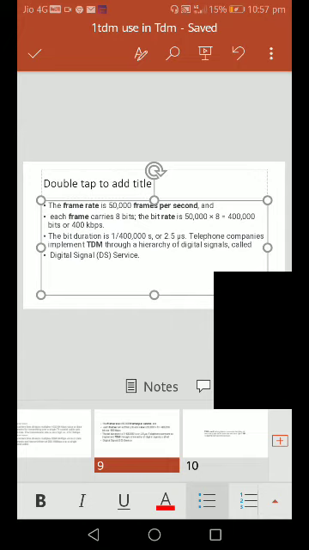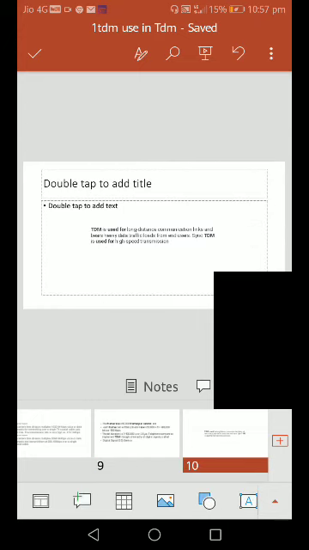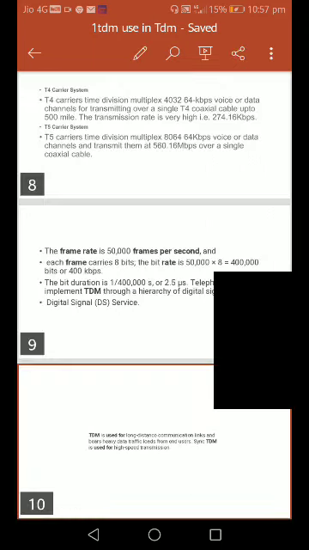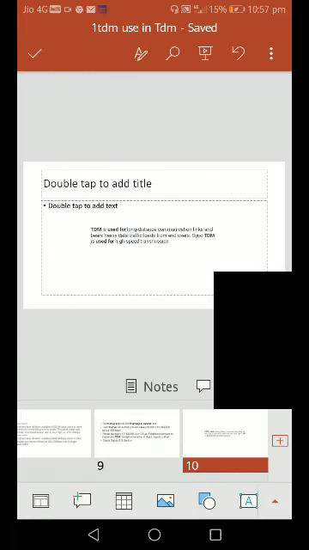Then we go to the next slide. Next slide is about how we find the frame rate. Any frame rate we can find out using time division multiplexing, right? Then we go to the next level, where we see where time division multiplexing is used.